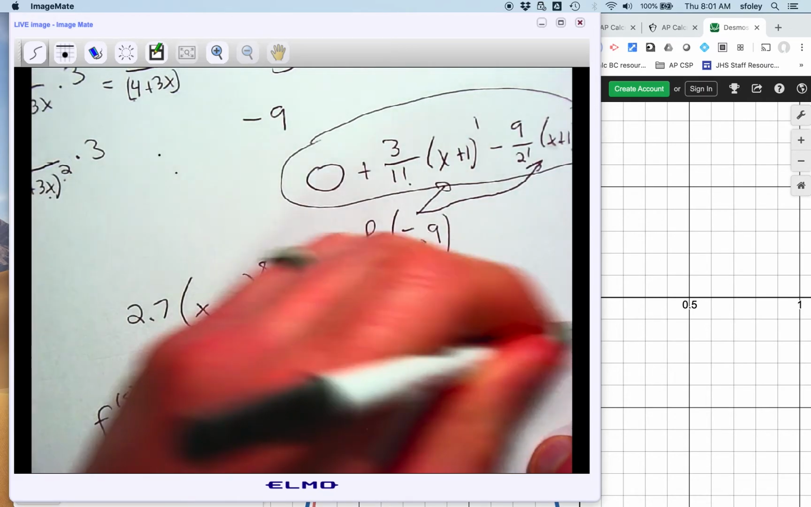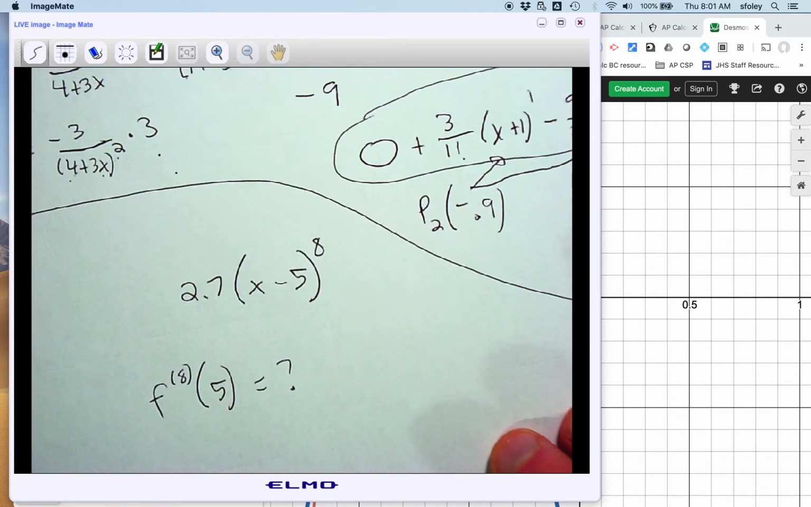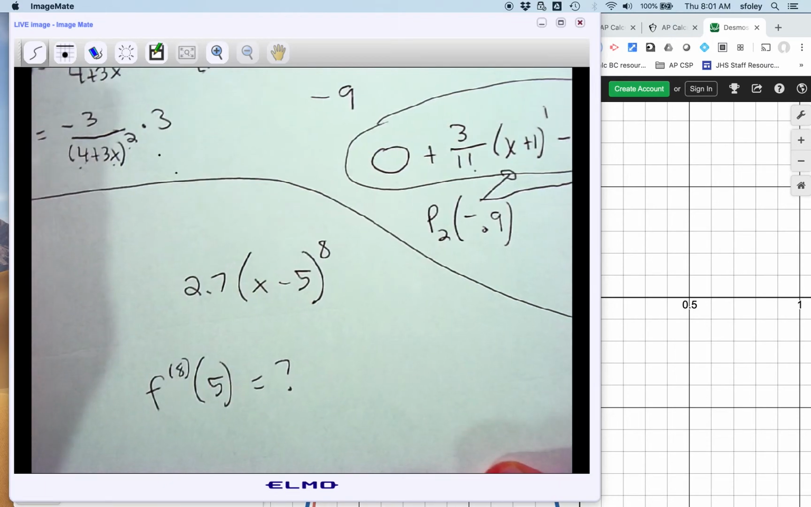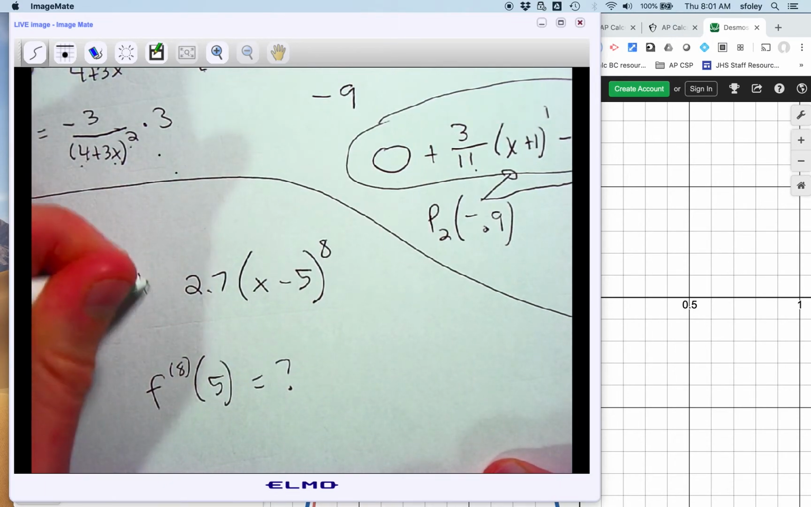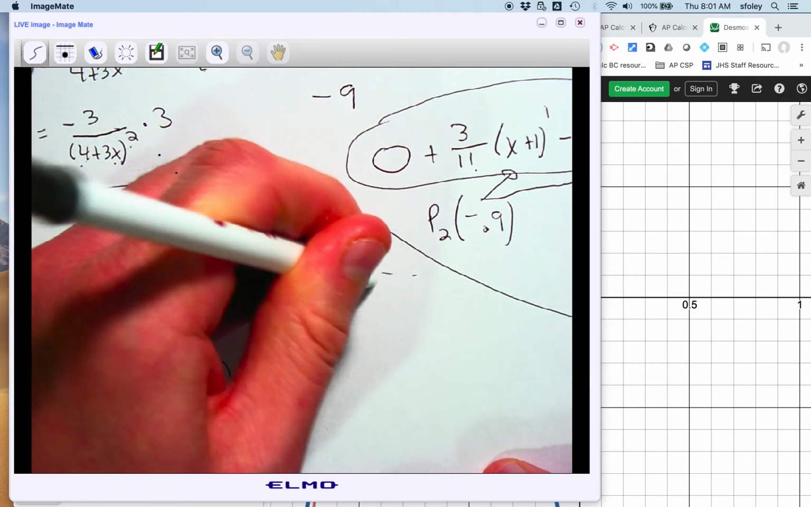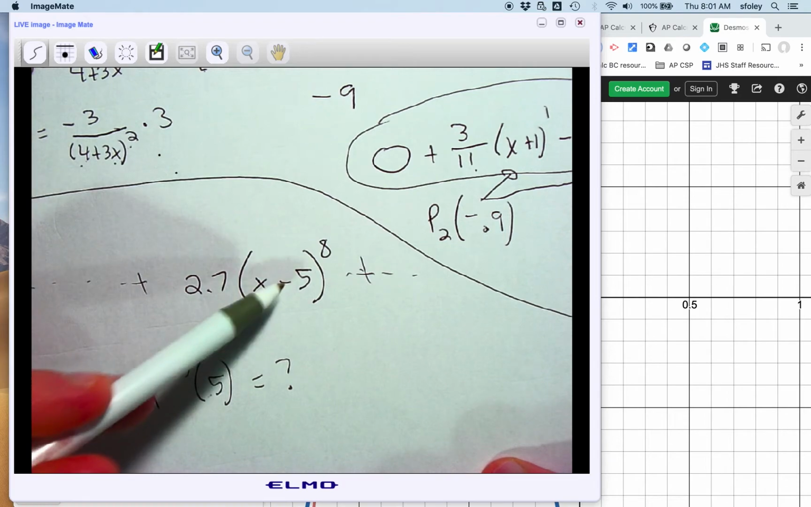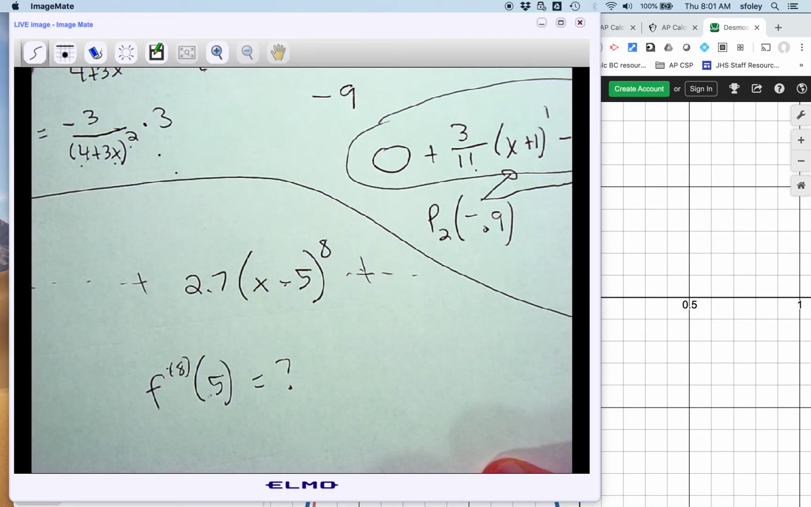The other type of problem, sometimes, is working backwards to find derivatives. And so suppose we've got a Taylor polynomial, and they just tell you, oh, we've got this one term, this 8th degree term. And they then want you to work backwards and figure out what was the 8th derivative at the center. And the center of this Taylor polynomial is 5.